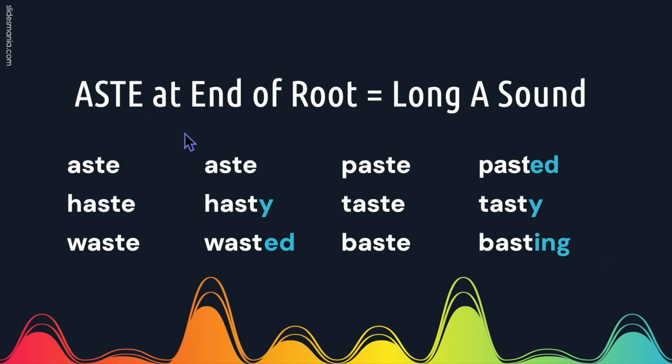ASTE at the end of a root word will have a long A sound. So this is aced, paste. We can add a suffix to the end of the root word and it retains the long A sound. So we have pasted, haste, hasty.